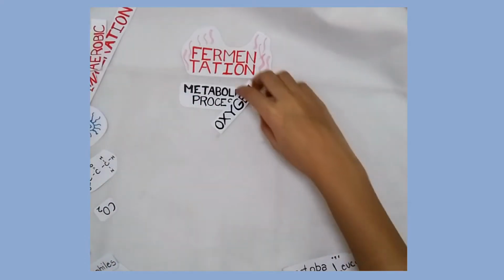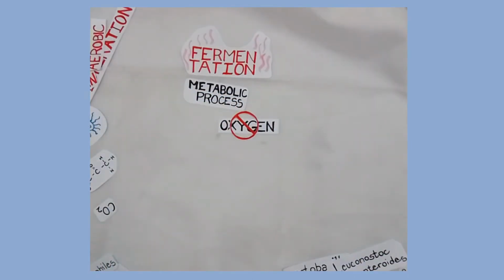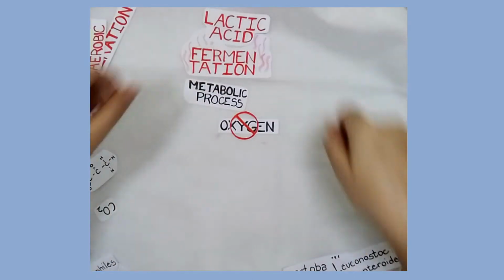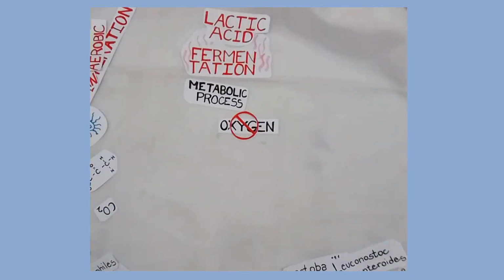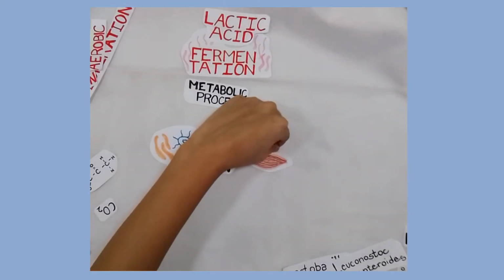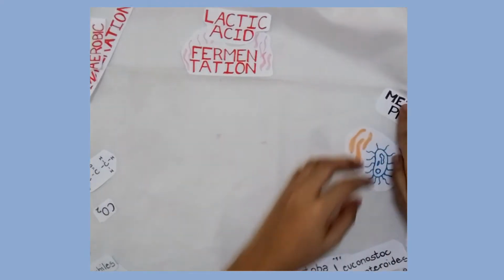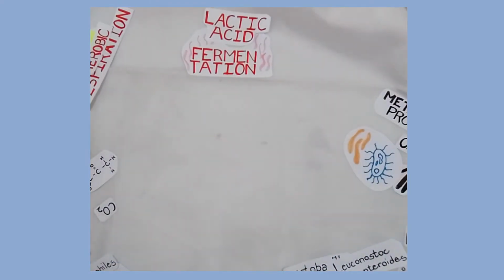Now, what is fermentation? Fermentation is a metabolic process taking place in the absence of oxygen. In this video, we're going to focus on lactic acid fermentation. Lactic acid fermentation is used by certain bacteria and routinely in mammalian red blood cells and in skeletal muscle that has an insufficient oxygen supply to allow cell respiration to continue.